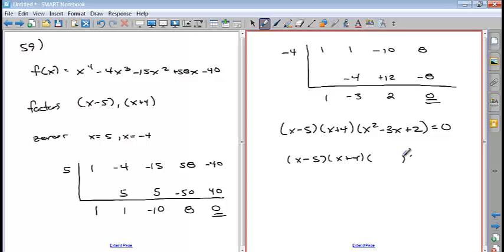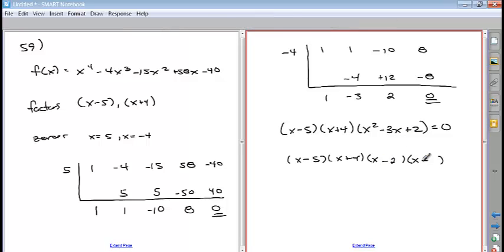So we have two factors. We're going to have x, this first term. Two numbers multiplied together give me 2: 1 and 2. 1 plus 2 is 3, so I can just put negative 1 and negative 2 in there. So those are the zeros' factors. So what do I have? x minus 5 times x plus 4 times x minus 2 times x minus 1.